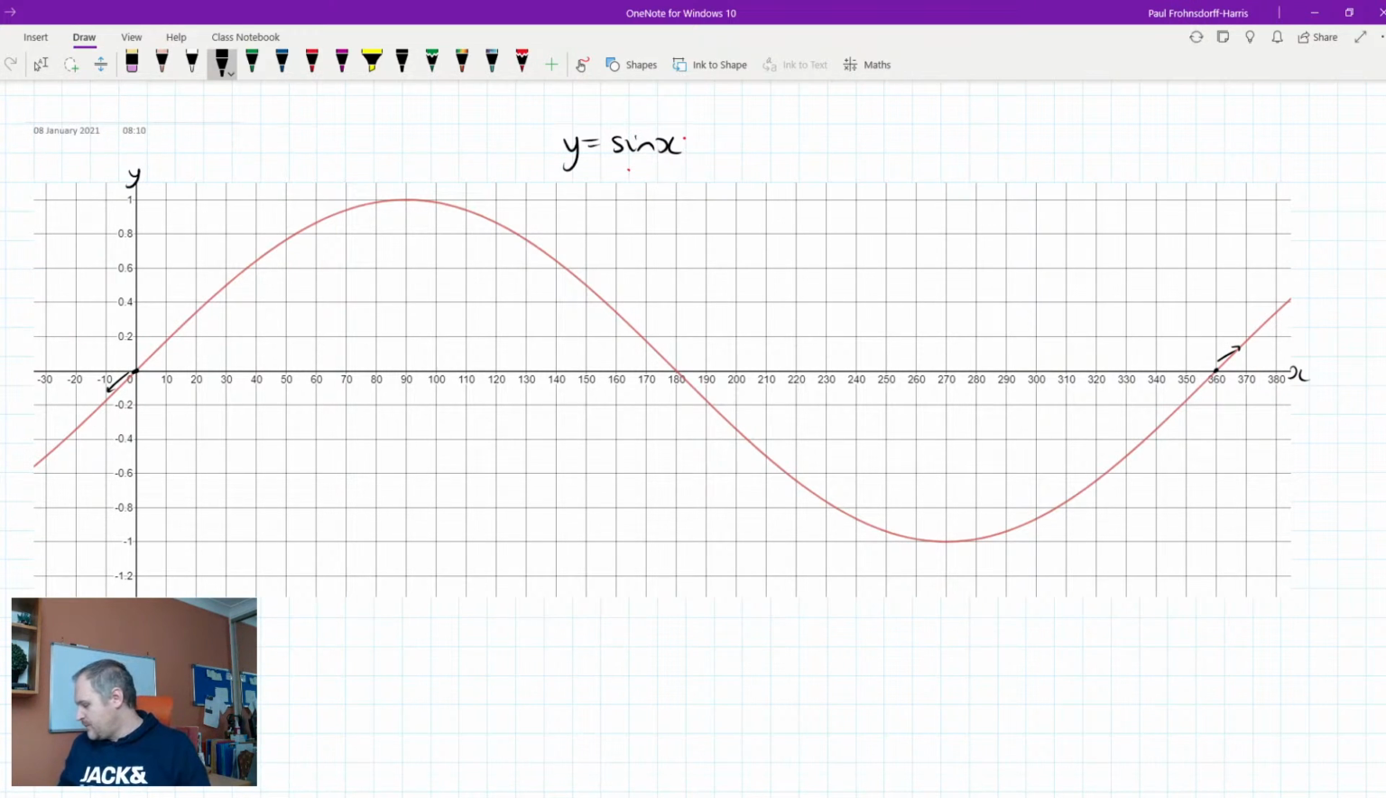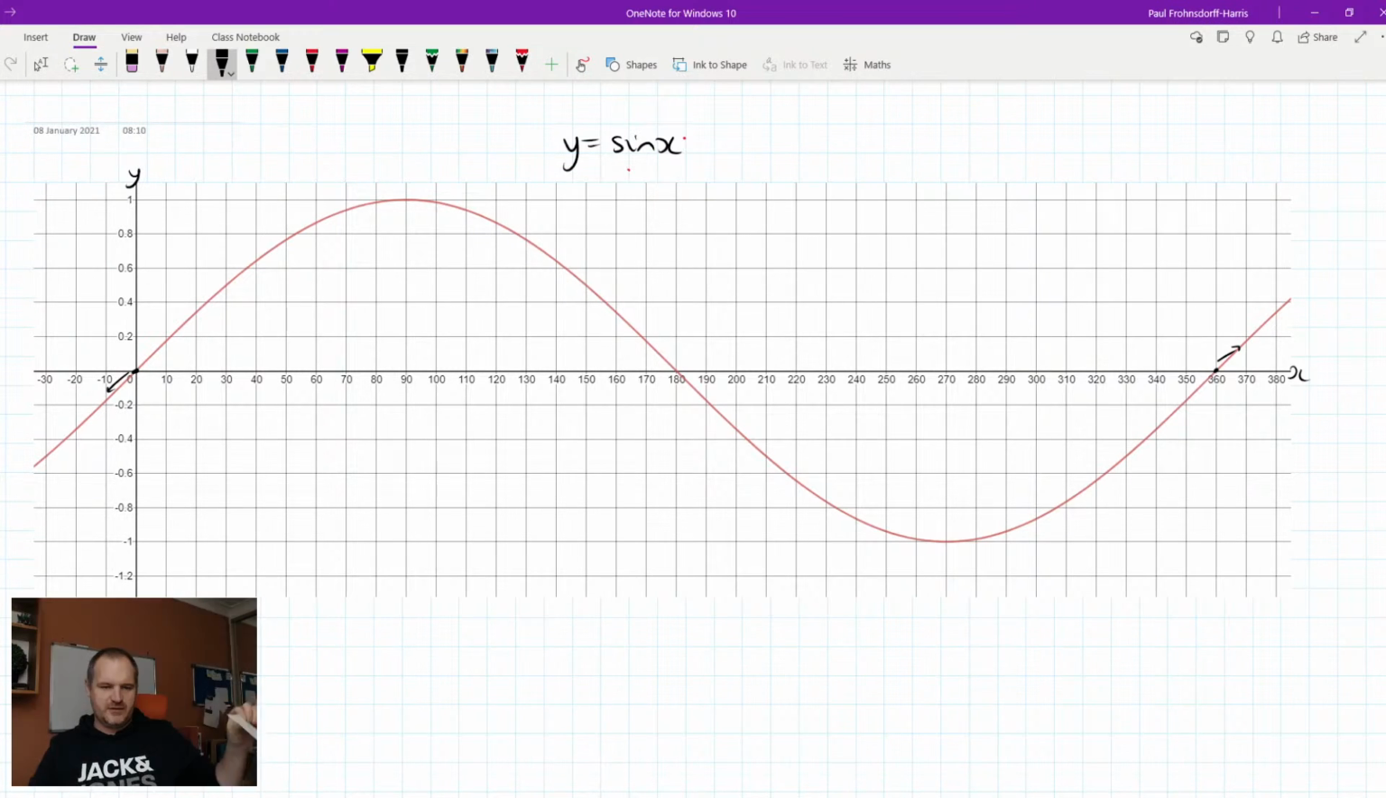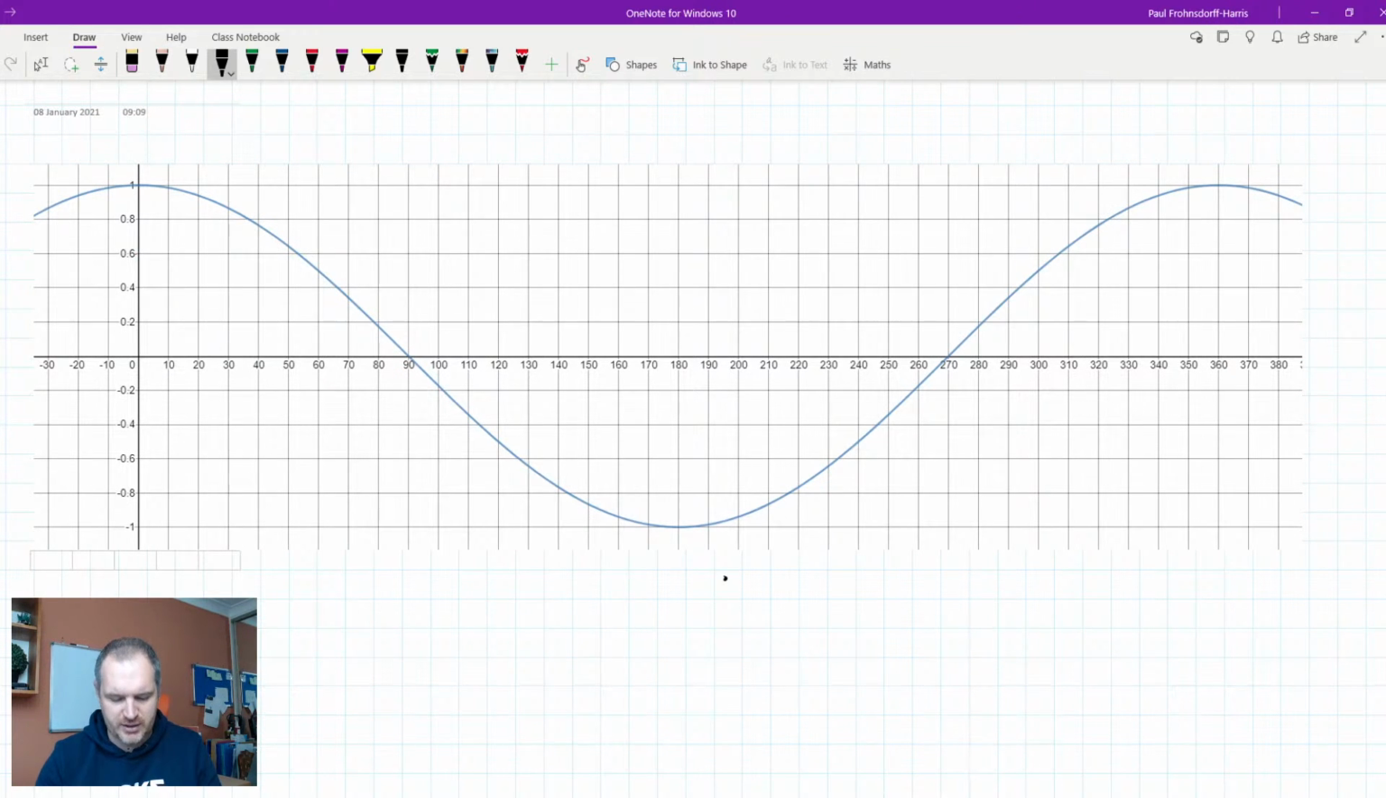You can even superimpose them on each other. I did this on paper, which you may have seen in the link, and I put the sine curve and the cosine curve on top of each other. If you can just see that there. The purple one is the sine curve, and the orange one is the cosine curve. So we've got the sine curve here, and the cosine curve here. This one starts at 1.